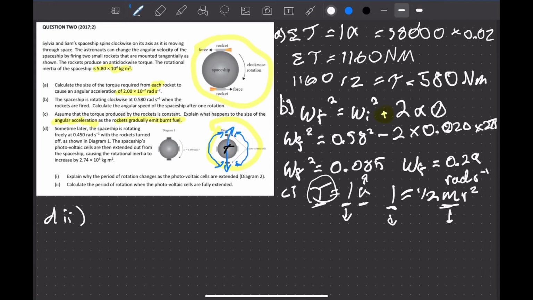For d ii, we know that our angular momentum, L, is equal to our rotational inertia times our angular velocity. And as we discussed, because there's no external torque acting on the spaceship, our angular momentum must be conserved. So our Li is going to equal our Lf.